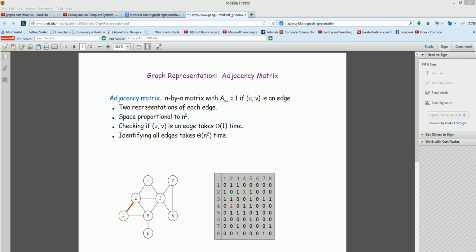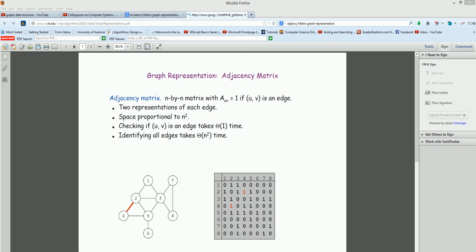So 1 to 2 is an edge, write 1 here. 1 to 3 is an edge, write 1 here. 1 to 4 is nothing, 1 to 5 is nothing, so put zeros there, and 2 to 1, yeah, we got 1, and so on. Okay, so if there is an edge between the two, put a 1, and if we do not have, put a 0. This is called the adjacency matrix.